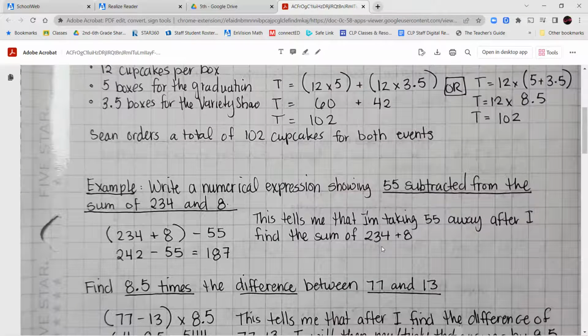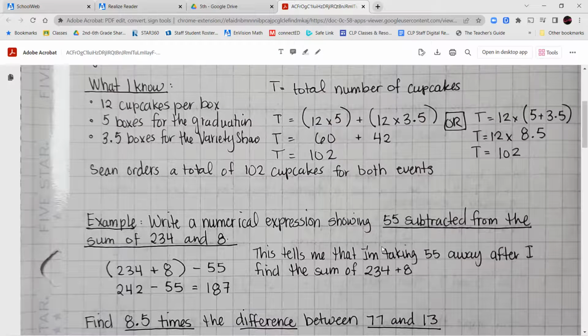Our next example says, write a numerical expression showing 55 subtracted from the sum of 234 and 8. So 55 is being taken away after I find the total of 234 plus 8. So I'm going to put the 234 plus 8 in parentheses. And then after I find that number, then I'm going to subtract 55. So 234 plus 8 gave me 242. 242 minus that 55 now gave me 187.